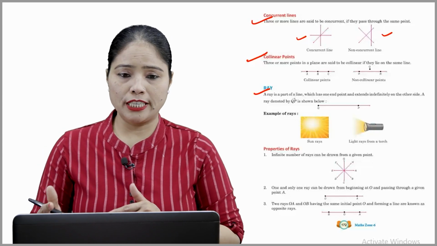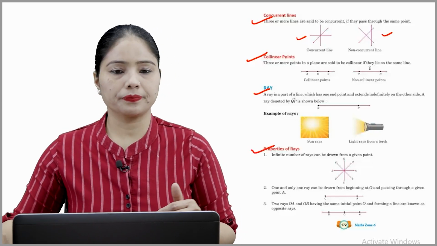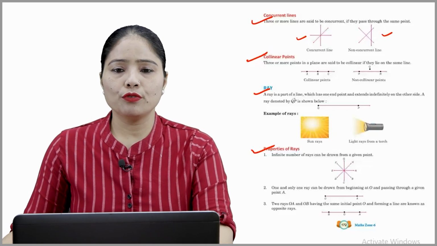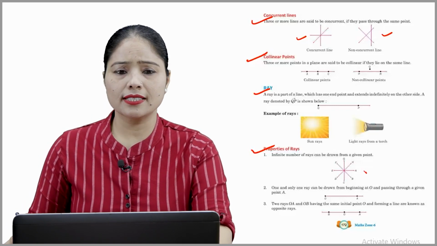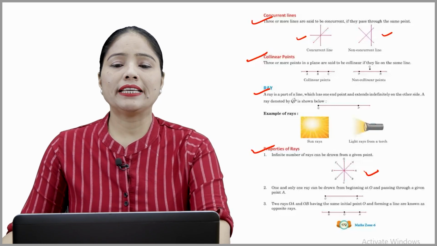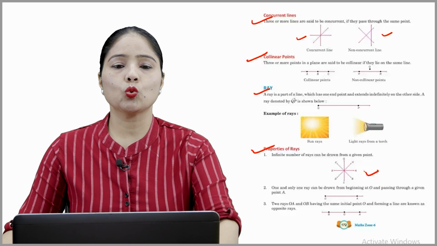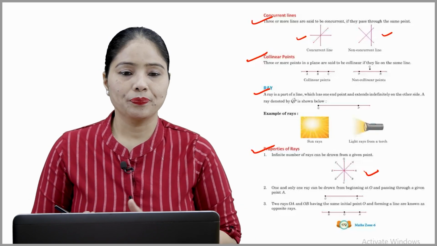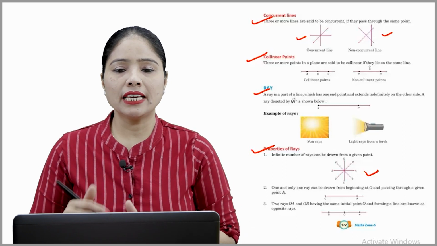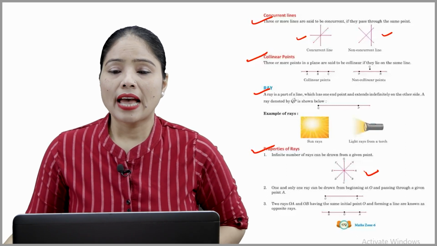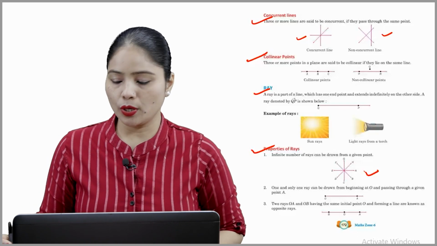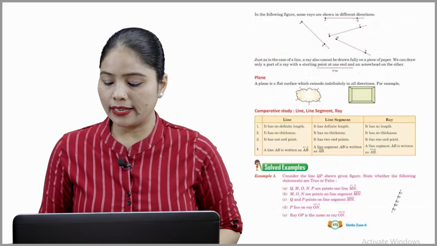Now properties of rays. Infinite number of rays can be drawn from a given point, like this. One and only one ray can be drawn beginning at O and passing through a given point A. Third is two rays OA and OB having the same initial point O and forming a line are known as opposite rays. Okay beta, I hope you understood well.